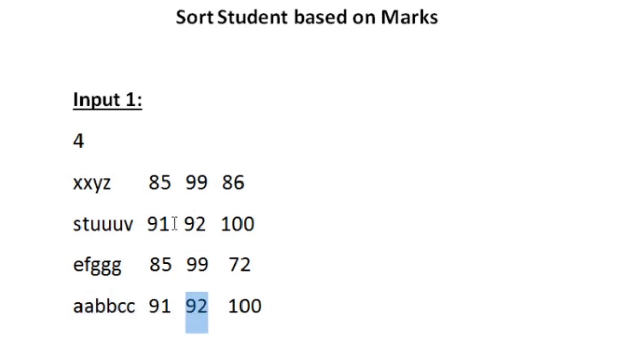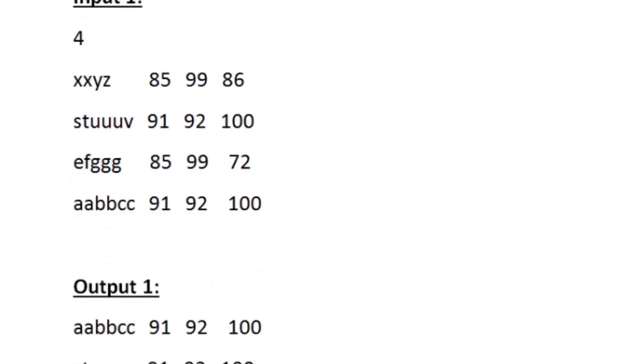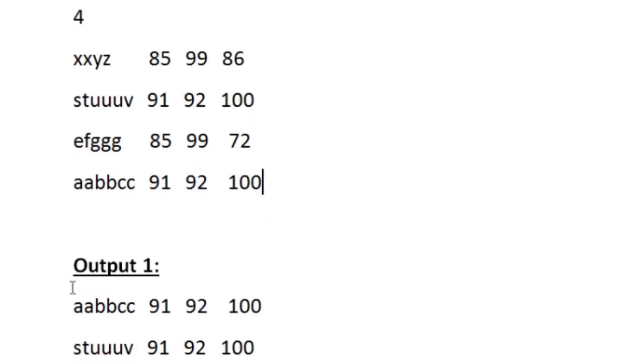So they have obtained the same marks in Maths as well as Physics. So we should use Chemistry for comparing. But the students have obtained the same marks in Chemistry also. So both the students have obtained the same mark in all the three subjects. So we should sort these two students based upon their name. Our output must contain the name AABBC first and then STUUV. So it is like that only.